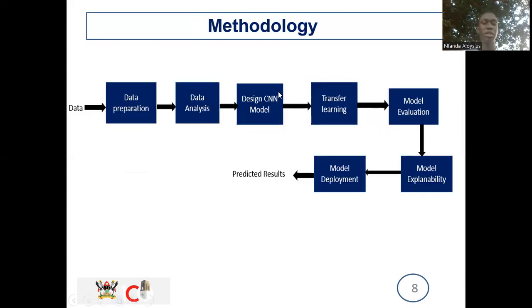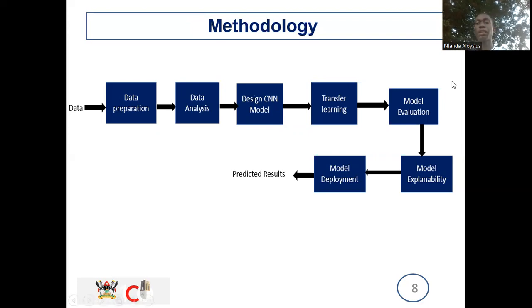Then for our methodology, this is what we shall follow. First, we shall get our data, do some preparation and data analysis, that is to ensure that the data is clean. After that, we shall design a CNN, a convolutional neural network model. Then we shall be building one model from scratch, and for the other two we shall utilize two pre-trained models. Then we shall carry out some transfer learning just to ensure transfer of knowledge, so as to customize our own models.